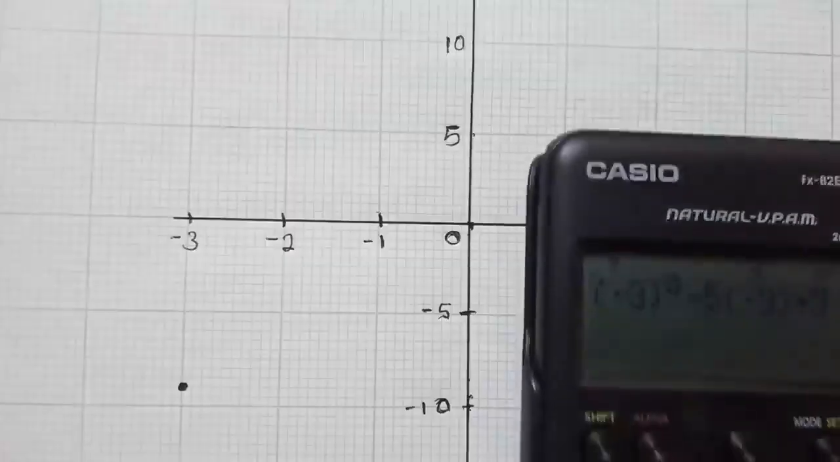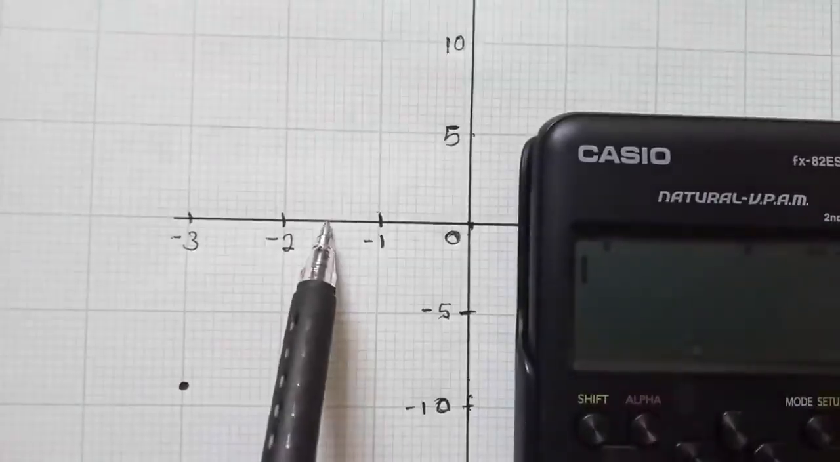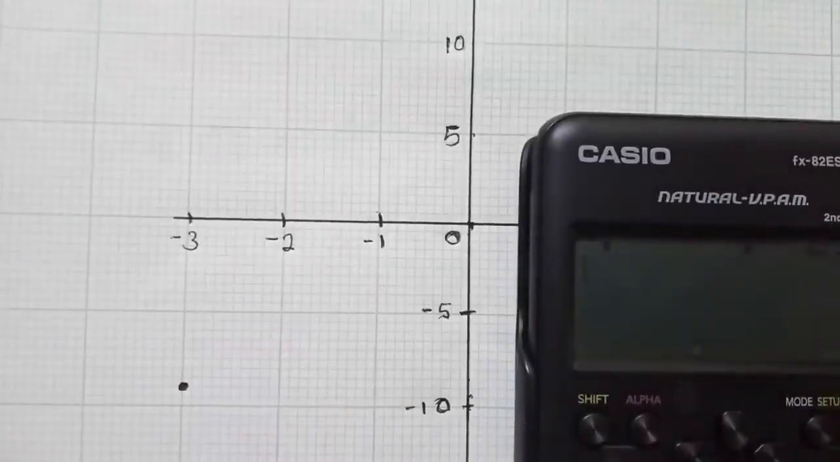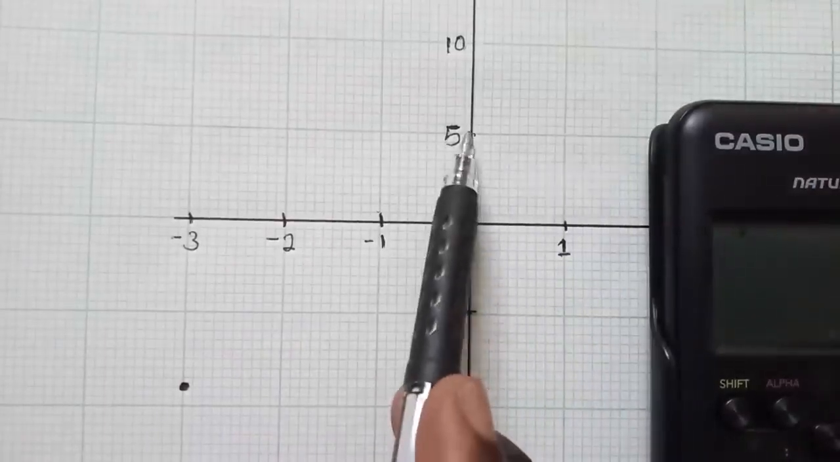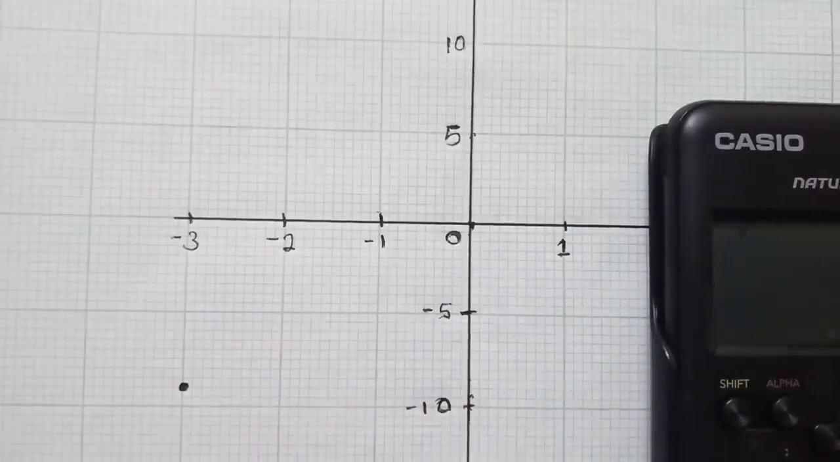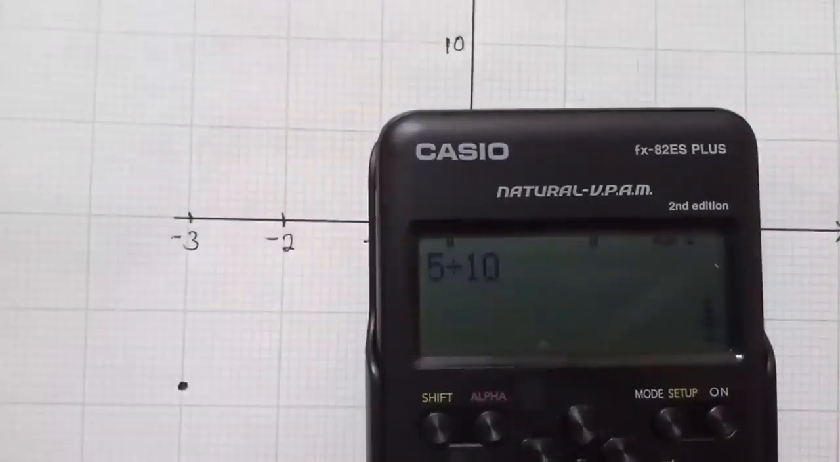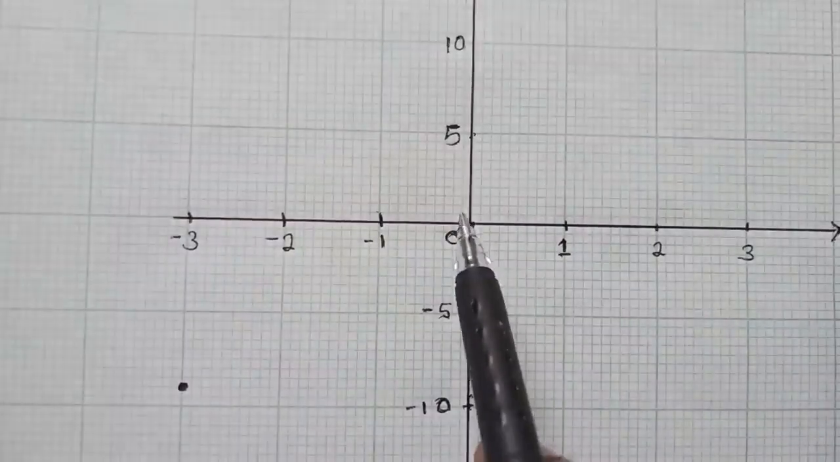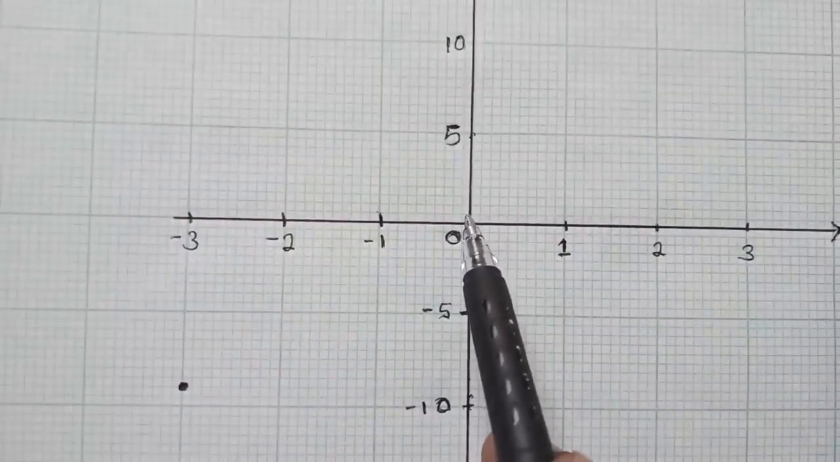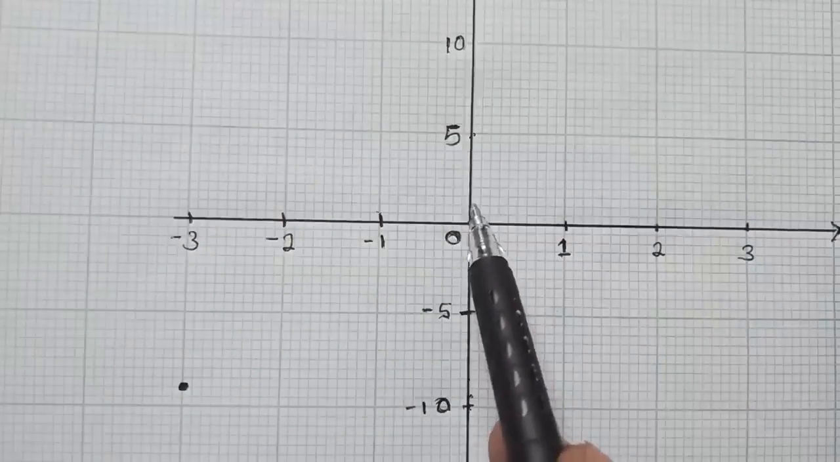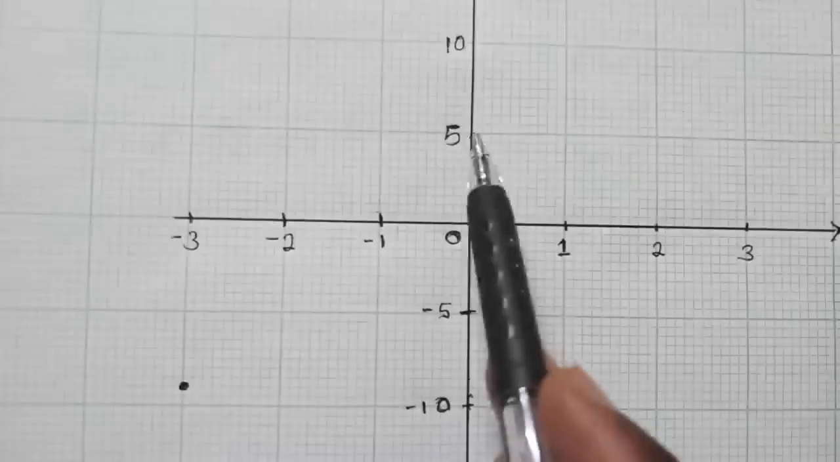Or if you want to understand what each small line means, you just get the number which is right here. This is 5. You just say 5 divided by 10. And it's giving us half. So this is 0.5. So each small line here is 0.5. So if this is 0.5, here it's 1, 1.5, 2, 2.5, just like that, up to 5.